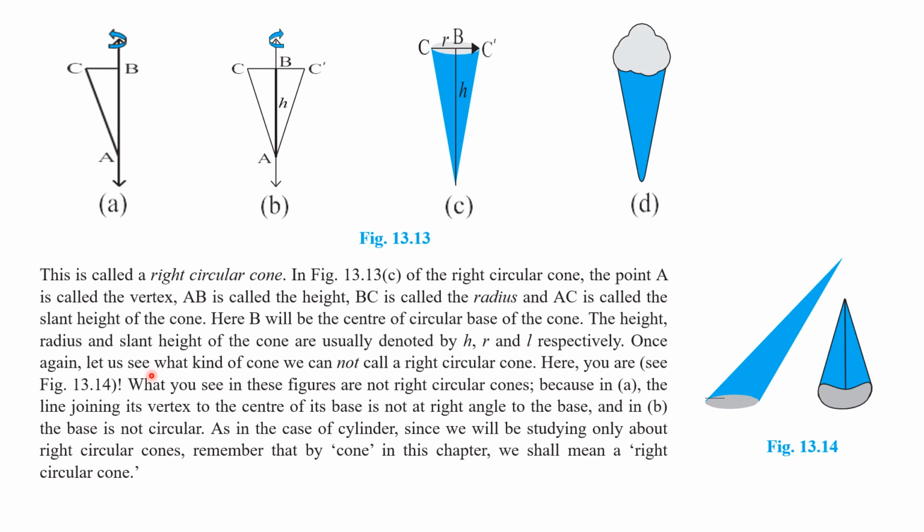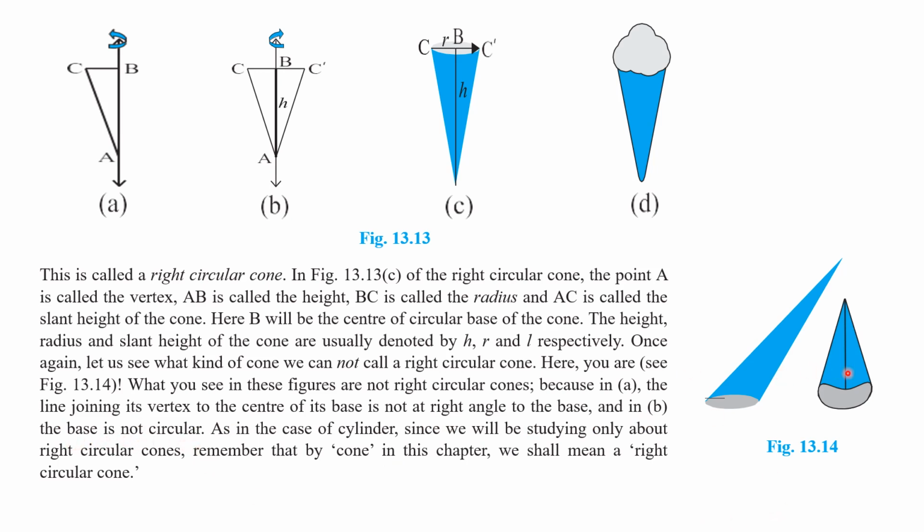Once again, let us see what kind of cone we cannot call a right circular cone. See the figure 13.14. What you see in these figures are not right circular cones, because in figure A, the line joining its vertex to the center of its base is not at right angle to the base, and in figure B, the base is not circular.